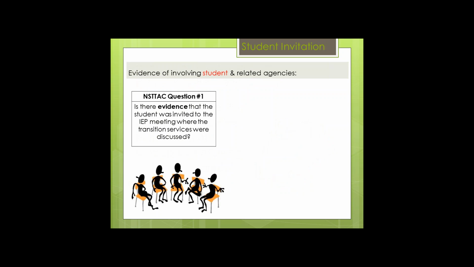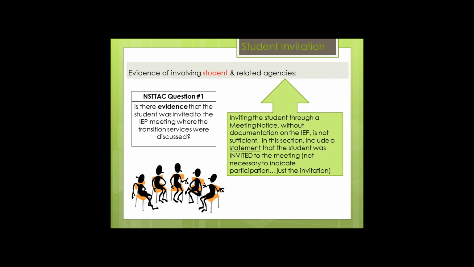So area 1 has to do with, is there evidence the student was invited to the IEP meeting where the transition services were discussed? Typically, we have found over the years that this is a good area for the state of Vermont. Most IEP teams include the student at this age level. And if the student can't be due to cognitive delays, someone is there to act on behalf of the student or give these students input into the meeting. So in many cases, we see very good numbers coming out of this particular question.